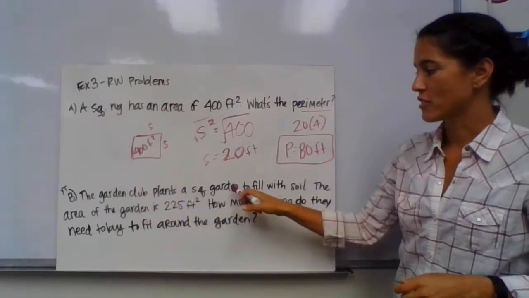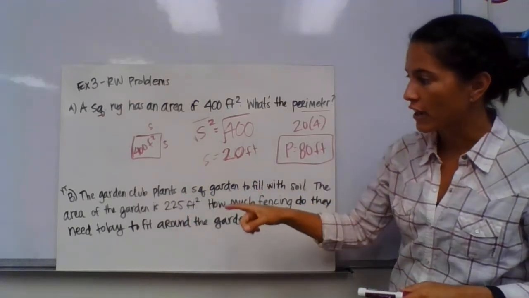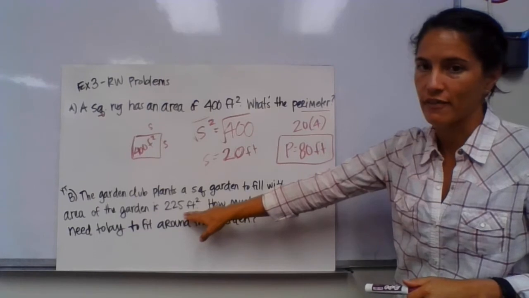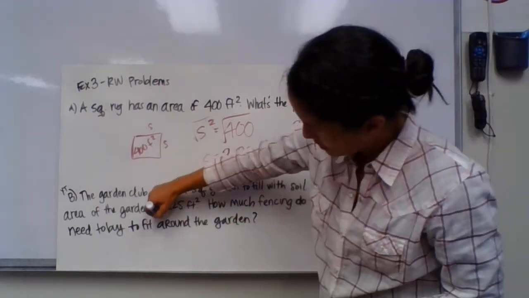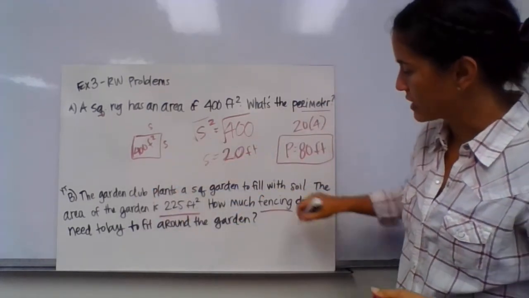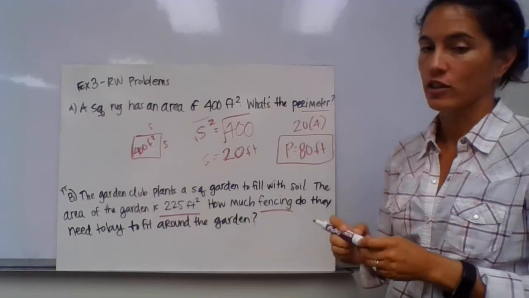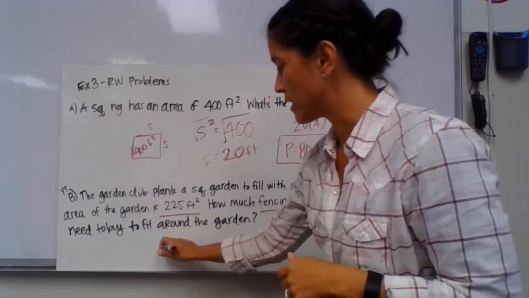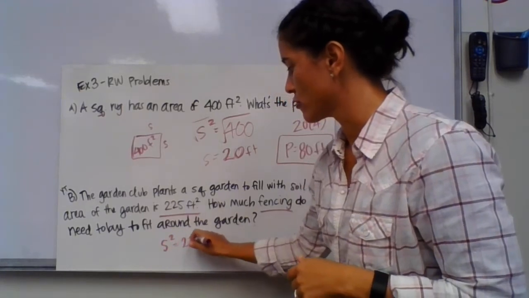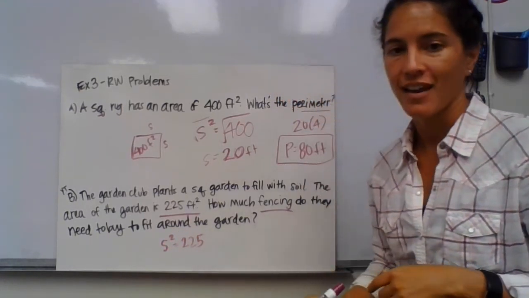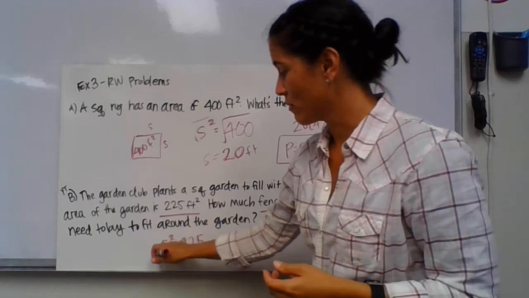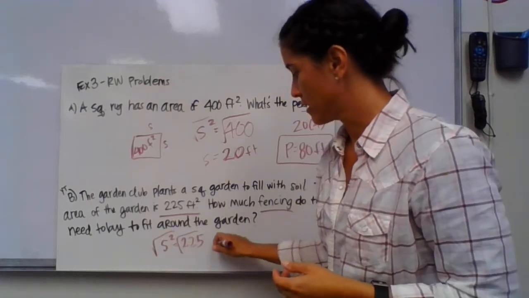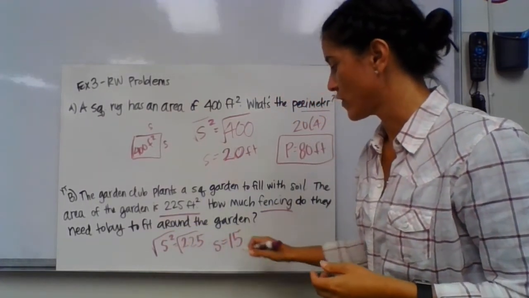The garden club plants a square garden to fill with soil. The area of the garden is 225 feet squared. How much fencing do they need to fit around the garden? So again, a square garden is going to be side squared equals 225. And you would take the square root of both sides, and s equals 15.